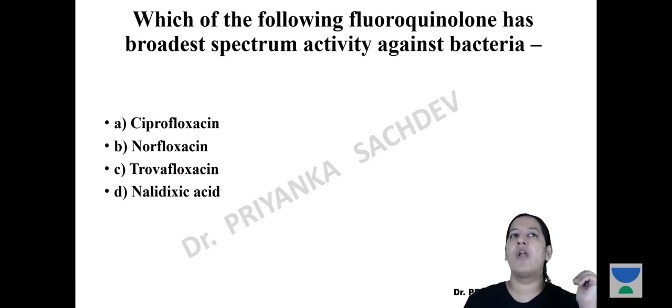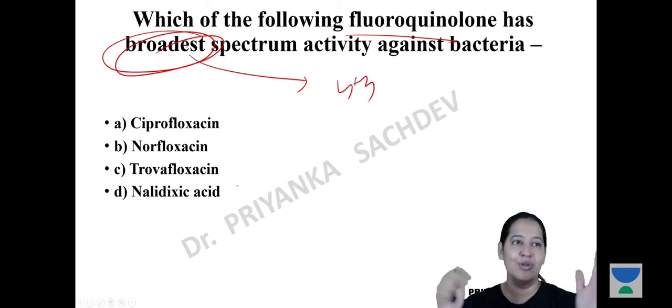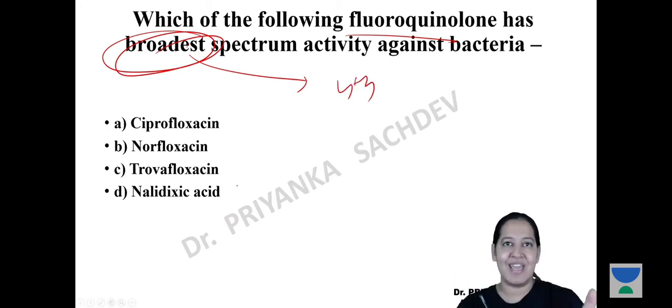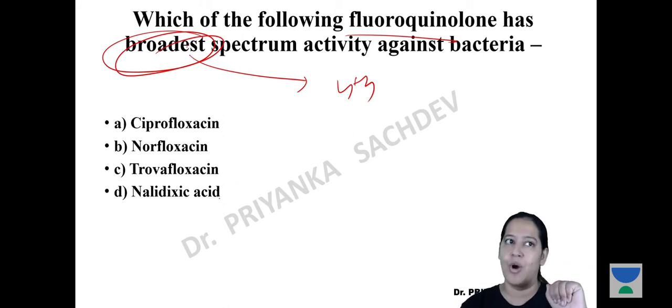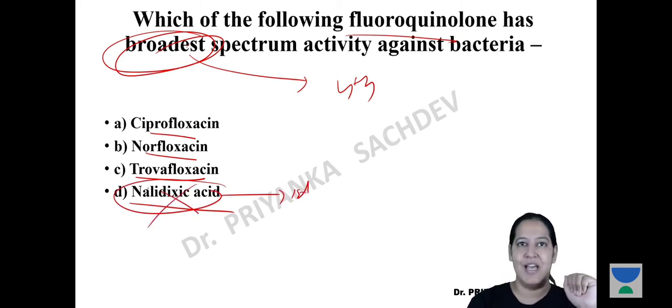Which of the following fluoroquinolones have broadest spectrum? Broadest means fourth generation में से कौन है? Now learn the classification. I don't know the classification, but yeah, from the options I can make it out कि fourth generation में से कौन होगा. So it is ciproflox, norflox, trovaflox और nalidixic acid. Nalidixic acid is the first generation. तो ये तो हटा दो. First generation से है. Fourth generation में से कौन है? वो broadest होगा.